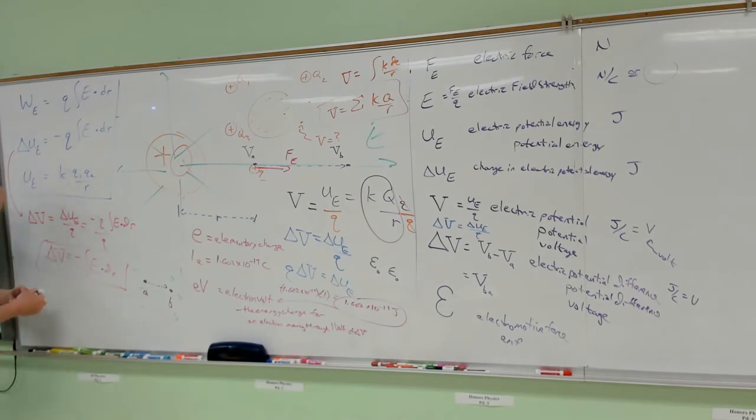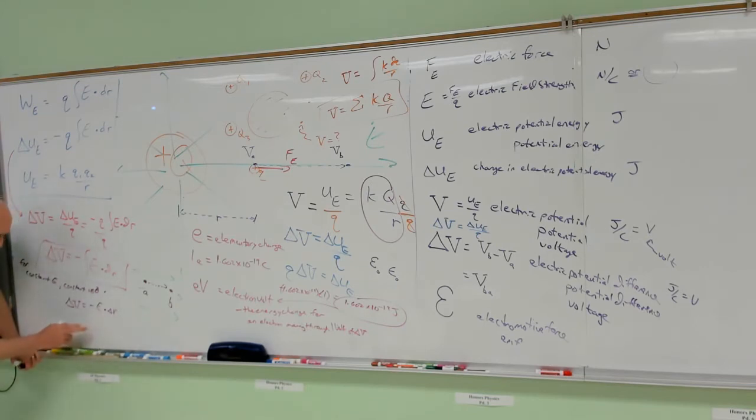So what would happen to this equation then? If I did that, for constant E and constant cosine theta, right? Constant angle between the path, the motion, and the field. Then what would happen? I would get delta V is negative E dot delta R. That's what we're turning to.